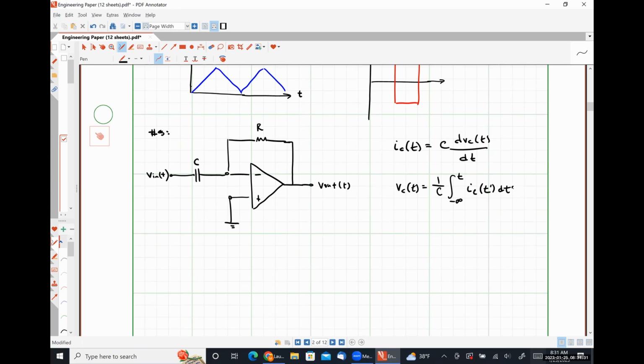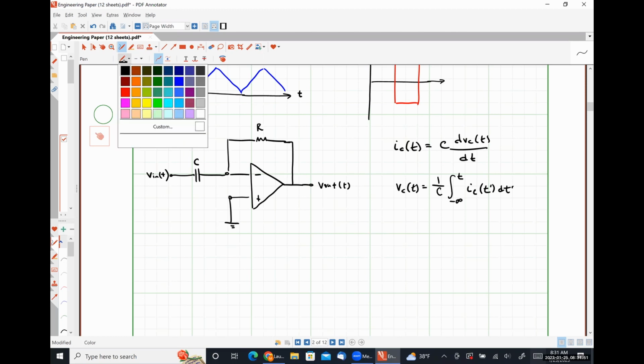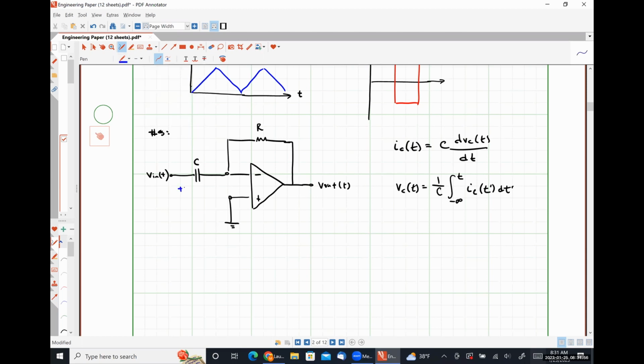I'm using the integral form that starts at negative infinity instead of starting at t naught, so that we don't have to care about initial conditions and things like that. It's just going to make the math easier for us here. Okay. All right. So I'm going to call this voltage the voltage drop across the capacitor, and this current, the current flowing through the capacitor.